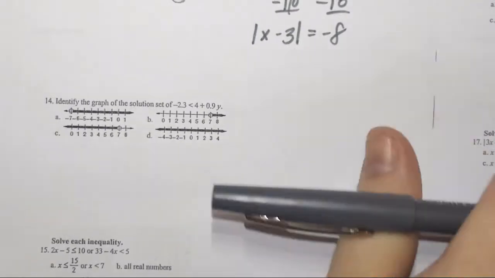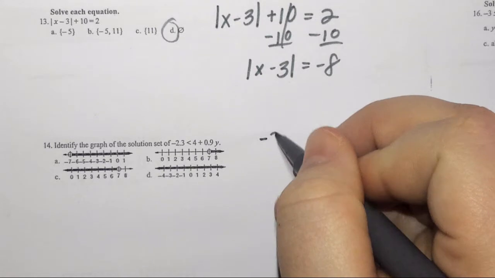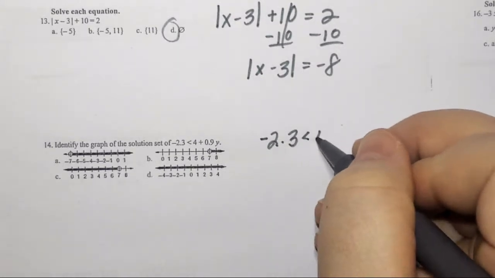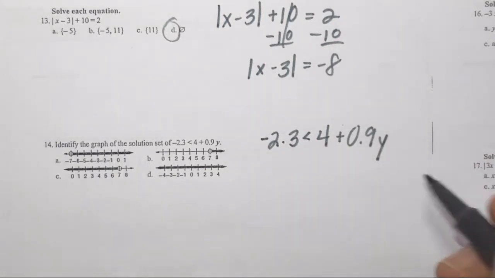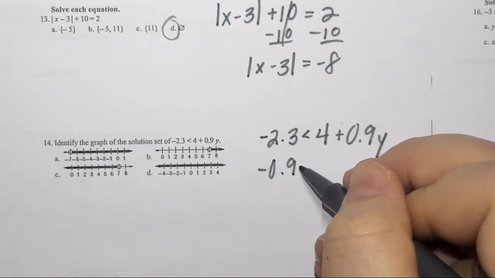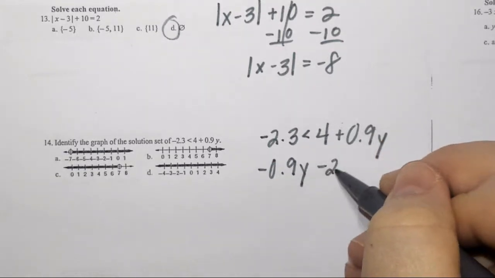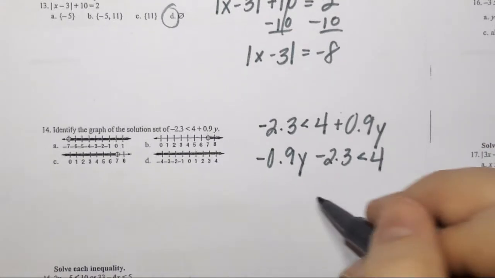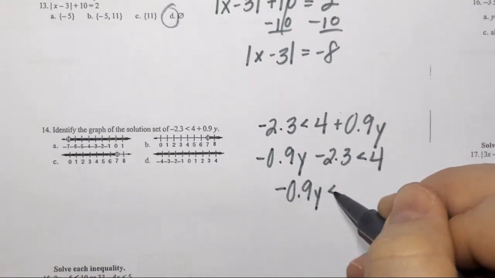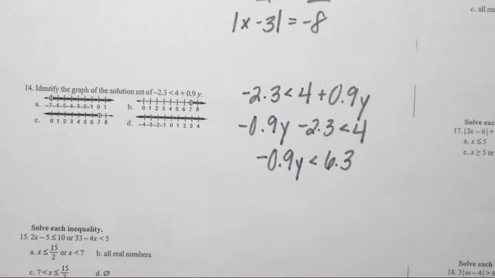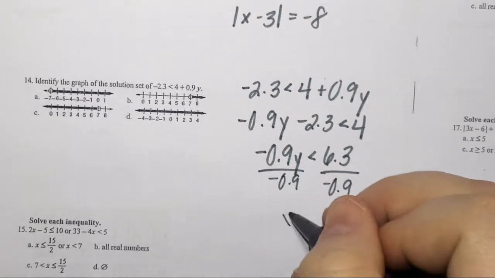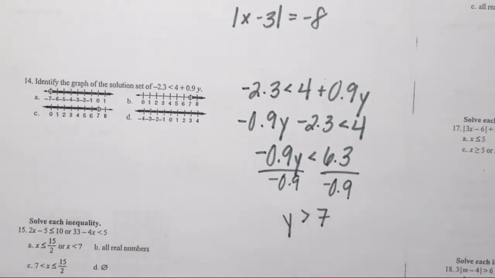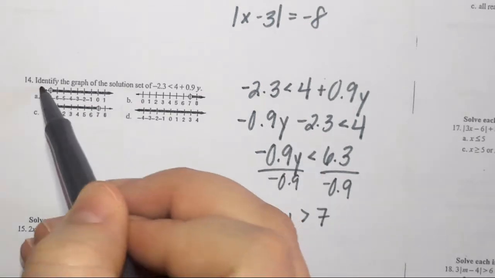There's a ton of inequalities on the study guide, which implies to me there are quite a few on the semester exam. It says negative 2.3 is less than 4 plus 0.9y. I'm going to move the y to the left side and the numbers to the right side. So I'm going to put negative 0.9y minus 2.3 is less than 4. I'm going to add 2.3, so negative 0.9y is less than 6.3. Again, I move the y to the left, move the numbers to the right. When I divide by that negative 0.9, I've got to remember something important, which is you got to flip the sign. So the answer is A.